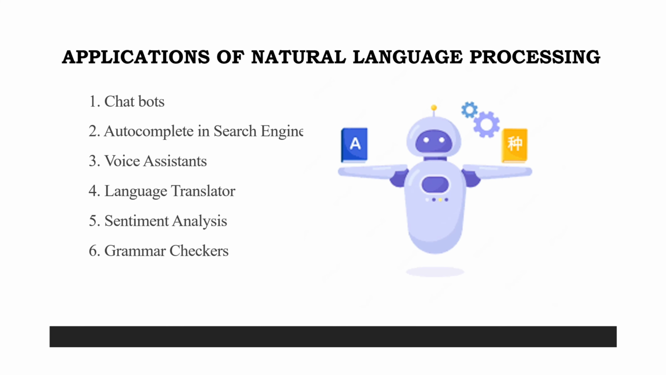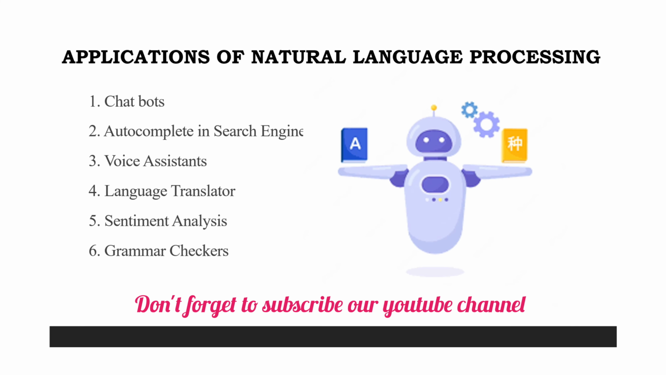First one is the chatbot, second one is the autocomplete in search engine, third one is the voice assistant, fourth is the language translator, fifth one is the sentiment analysis, and sixth one is the grammar checkers. These are the main applications which deal with natural language processing.